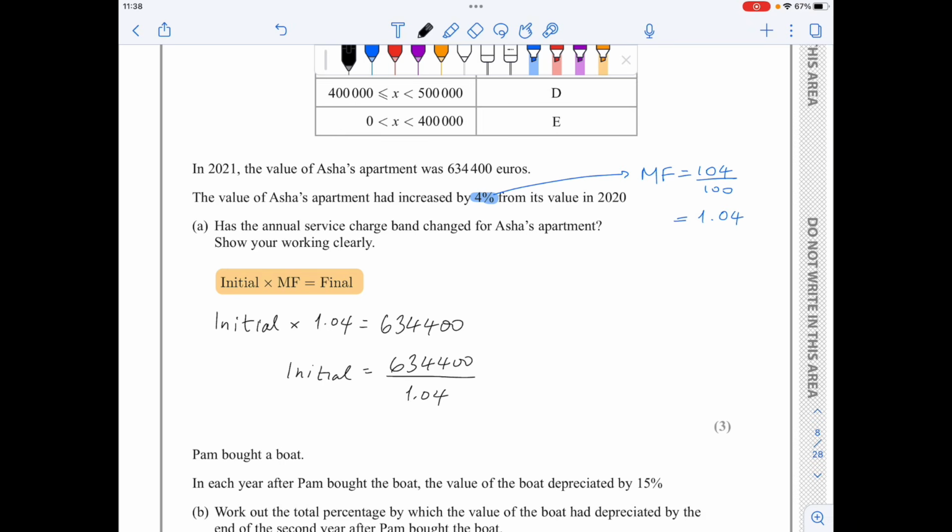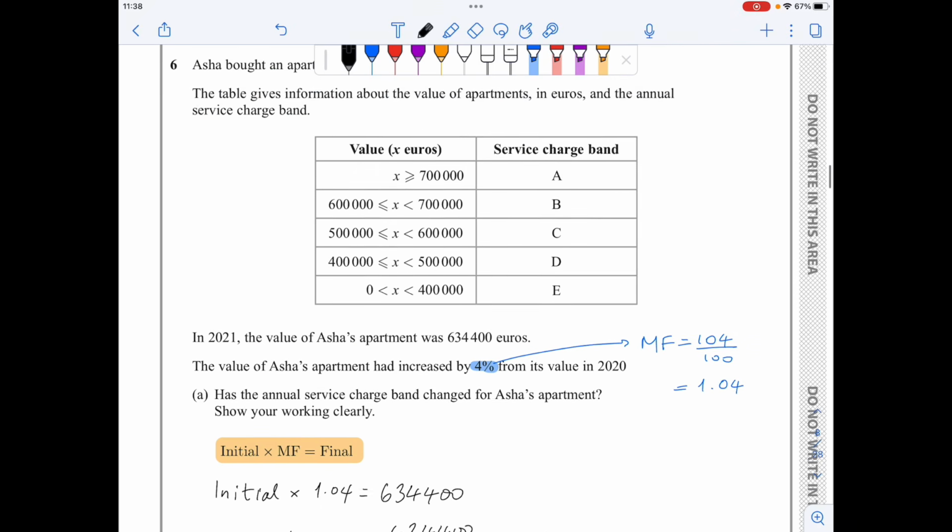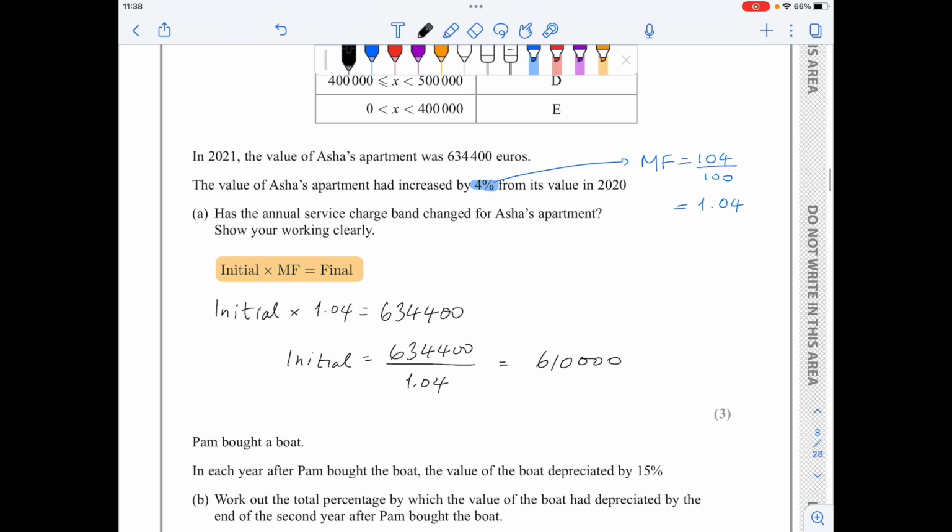Put this in the calculator and you will get 610000. Note that this is still in the same band. Hence, there is no band change.